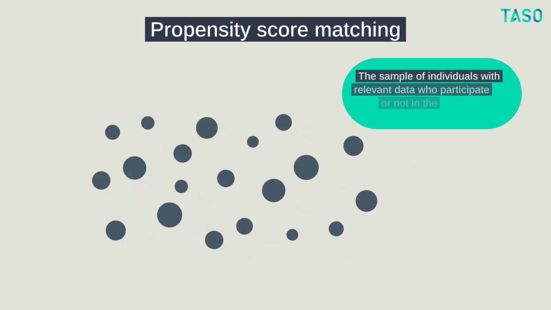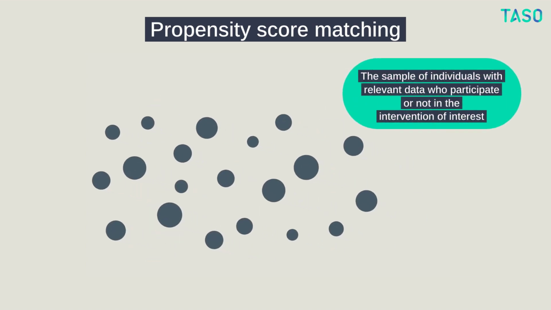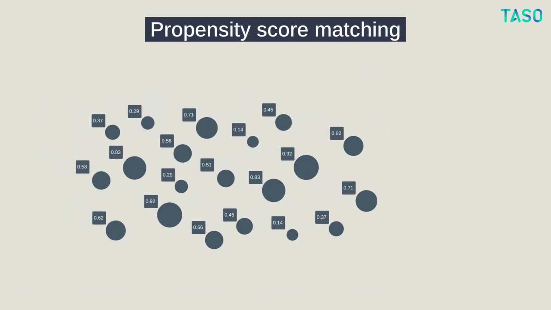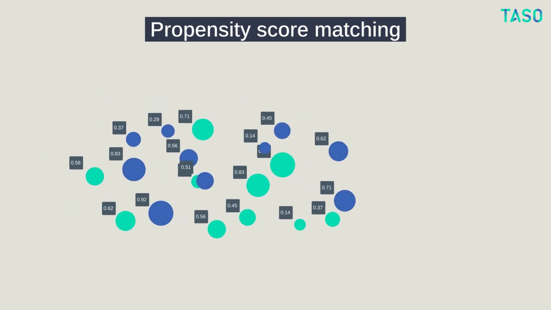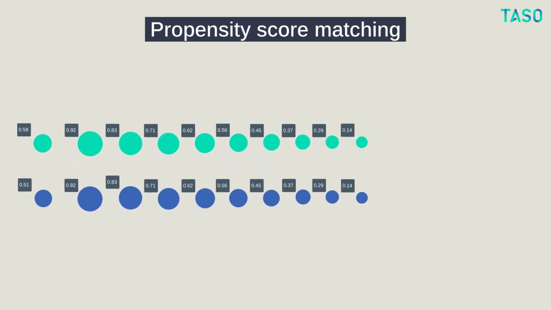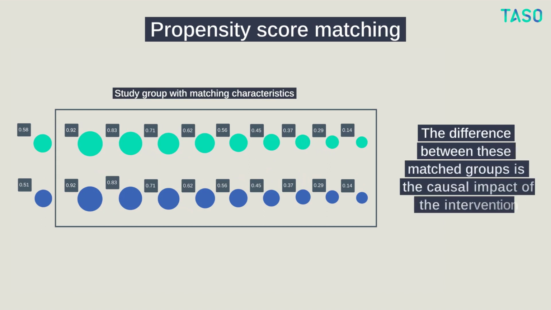Take the example of a summer school where selection to take part is based on a student's GCSE scores and family income. These characteristics would be used to calculate their propensity score. Then, we match individuals who took part in the summer school with those who did not, based on their propensity score. By comparing the outcomes of people in the intervention group with those in the matched comparison group, we can make inferences about the causal impact of the intervention.